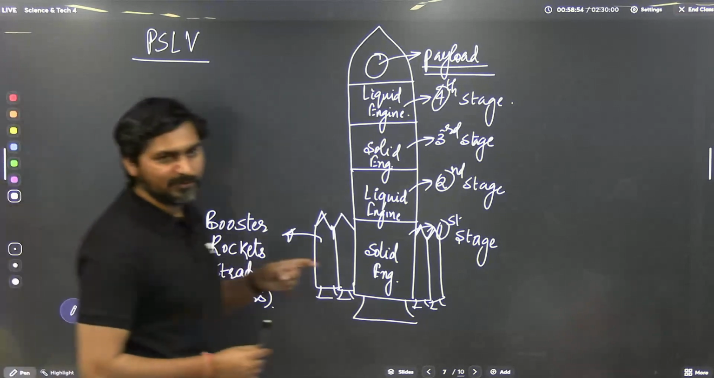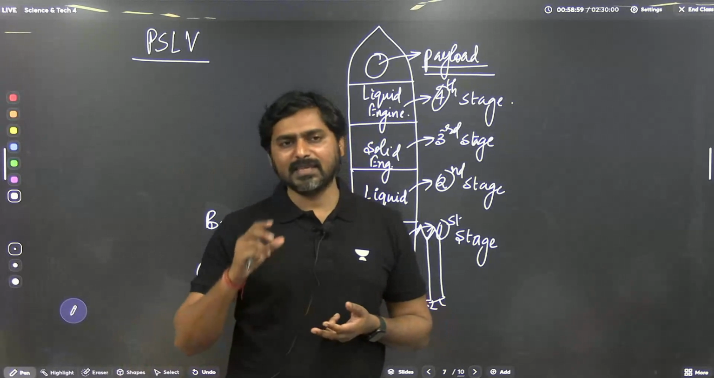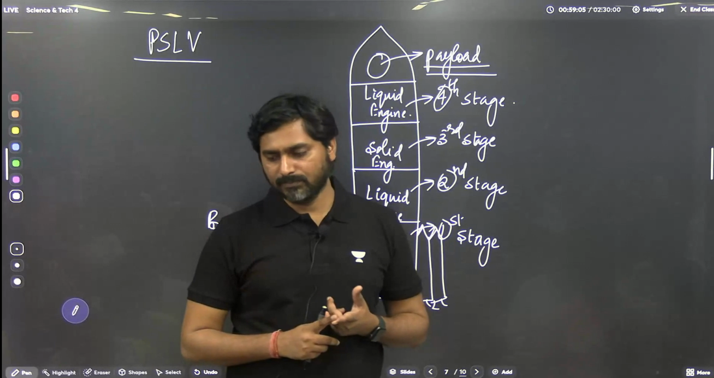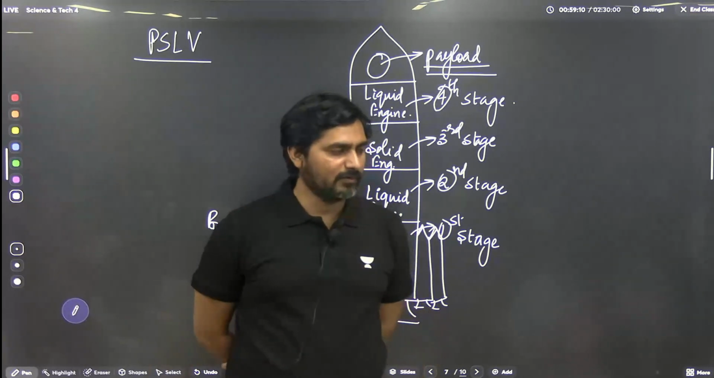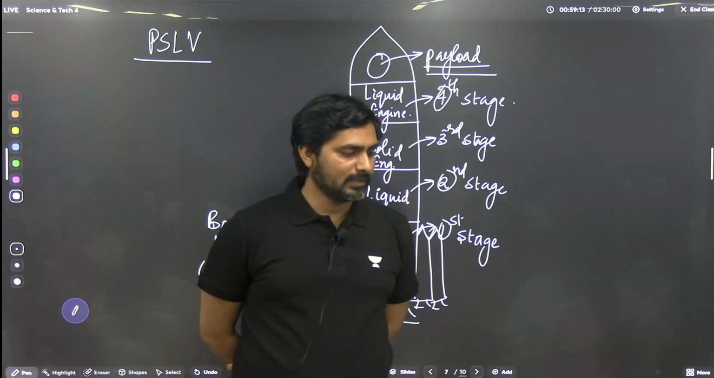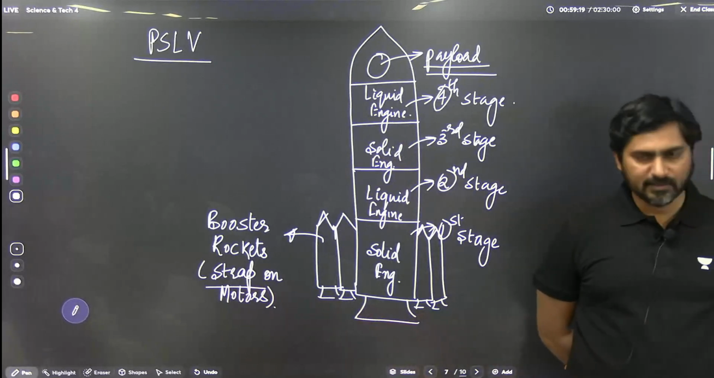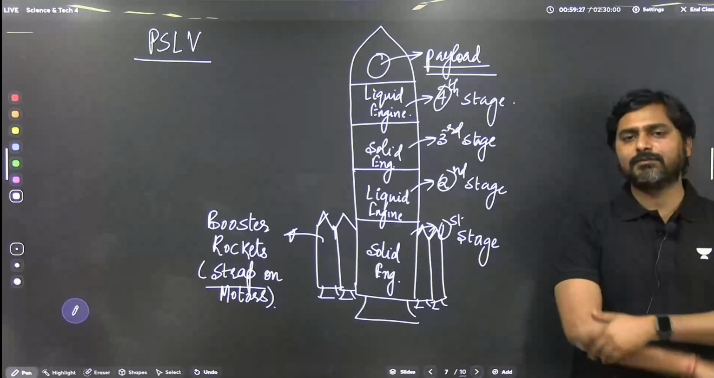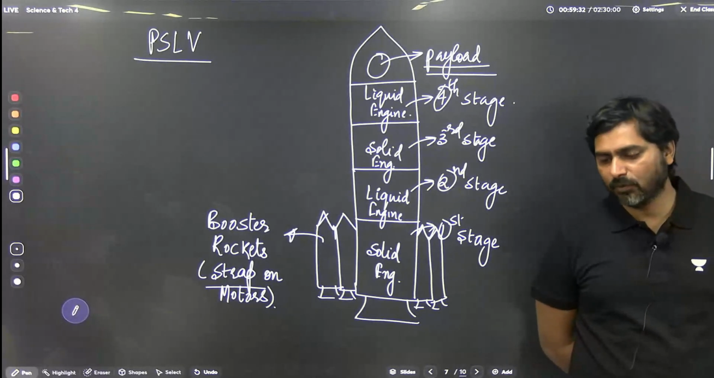Okay, so what is the full form of PSLV? Polar Satellite Launch Vehicle. So you can write PSLV is third generation of India's launch vehicles. It was first successfully tested in 1994.